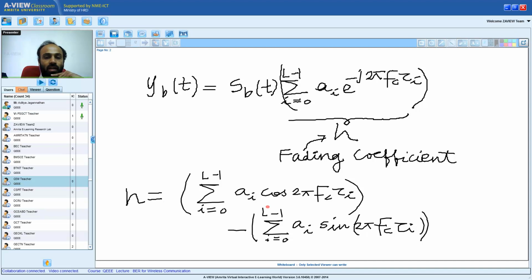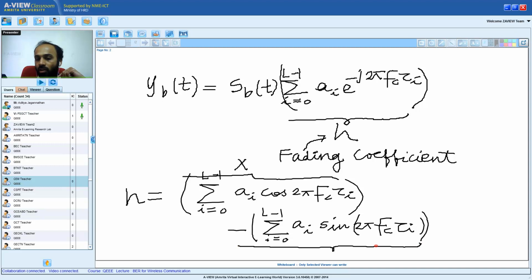And this summation a_i cosine 2 pi f_c tau_i I am going to denote by x. And this minus a_i sine 2 pi f_c tau_i I am going to denote by y. So net I have h equal to x plus j times y. So what I have is the fading coefficient h is equal to x plus jy.